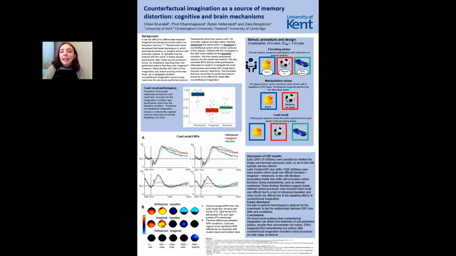To conclude, in the study, we used real actions with real objects to replicate how we encode memories in real life. And therefore, we were able to find novel evidence that counterfactual imagination impairs memories, even when we can expect these original memories to be really strong. Using EEG, we also found novel evidence of the retrieval processes that are engaged during conflict between imagination and true memories.